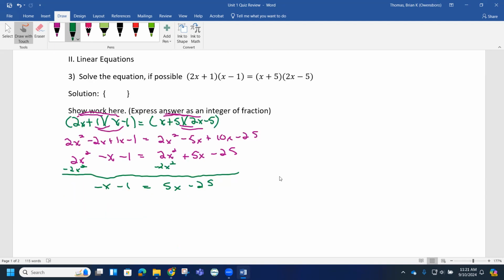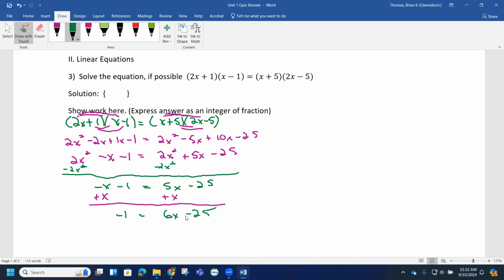So if it's linear, this side is simplified, this side is simplified, but now I want to get the variable on the same side of the equation. So I pick on the little guy. I would add an x to both sides of the equation to get the x on the same side of the equation. And again, strategies vary. So -1 is going to equal then this 6x minus this 25.